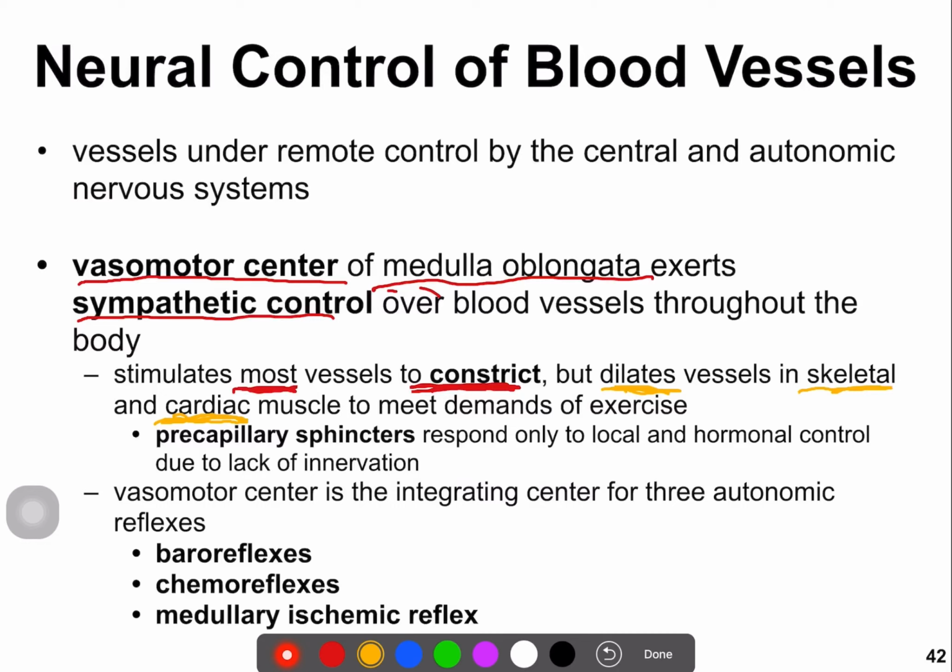The vasomotor center, not surprisingly, gets input from and has automatic reflexes tied in with it. It gets input from baroreceptors and indirectly chemoreceptors. So I've got baroreflexes, I've got chemoreflexes, and I've got one called the medullary ischemic reflex.